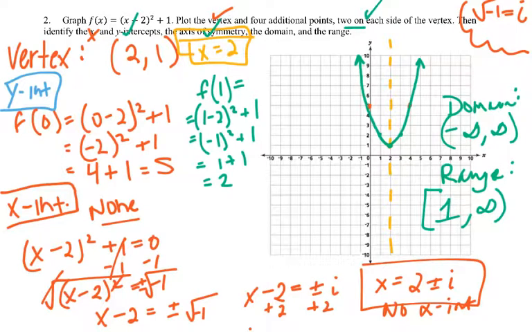In part 2 of this video, we're going to take a look at when we have quadratics written in standard form. How do we determine our axis of symmetry? How do we determine our vertex? So we'll take a look at that.